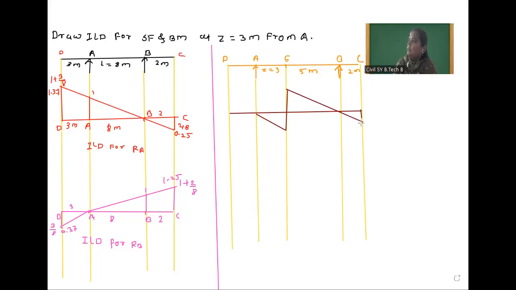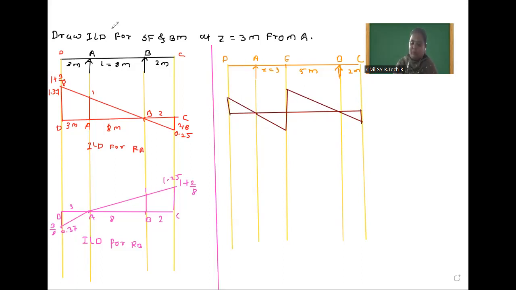After that, now you concentrate on the left side. From this A point, we have to make this A to D portion rigid. So we will extend this line, and then we will close. So this is the ILD for shear force.